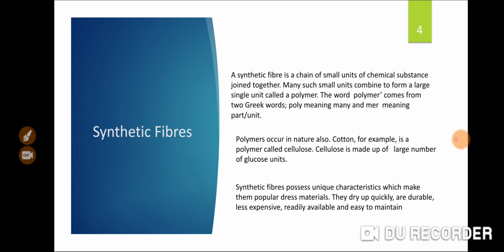A synthetic fiber is a chain of small units of chemical substances joined together. Many such small units combine to form a large single unit called a polymer. The word polymer comes from two Greek words. Poly means many and mer means part or unit.